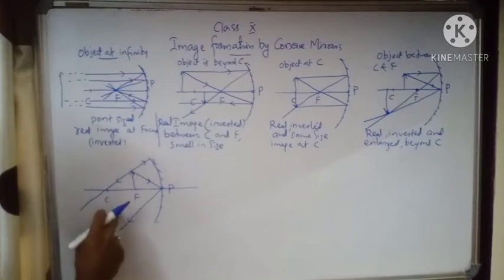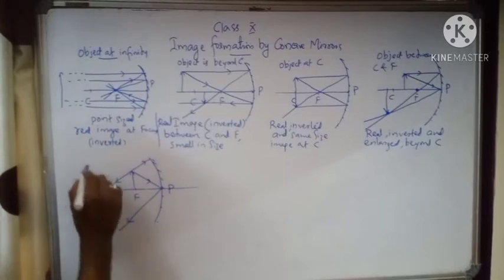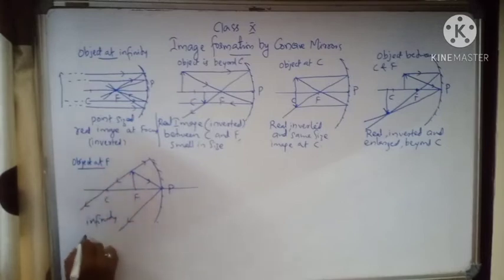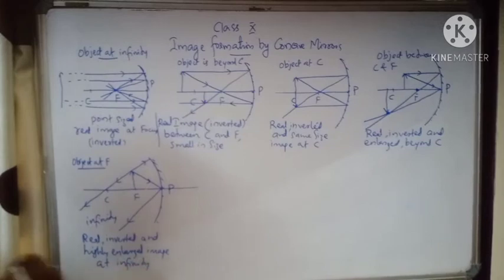See, these light rays are going to infinity. That is almost parallel. These light rays are going to infinity. So, at infinity they will meet. It will be a real image. So, we can say object at focus. Where will we get the image? We will get a real inverted, and highly enlarged, very big image at infinity, we can say. So the image will be formed at infinity.